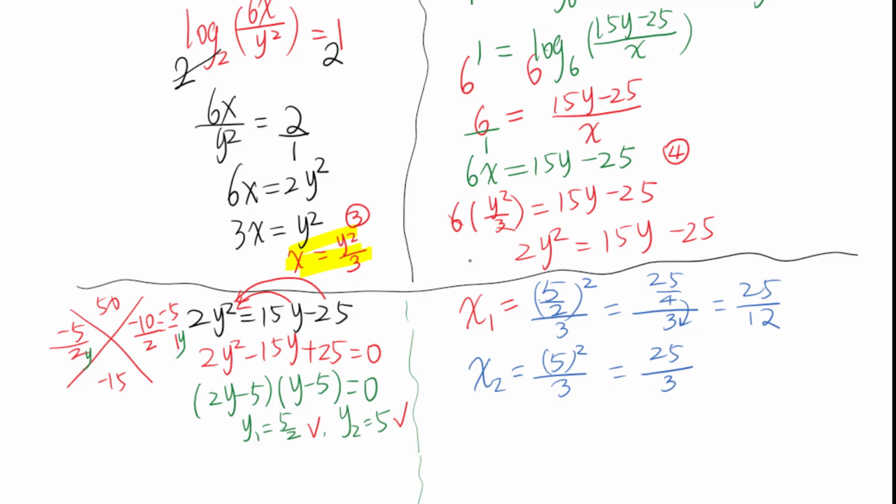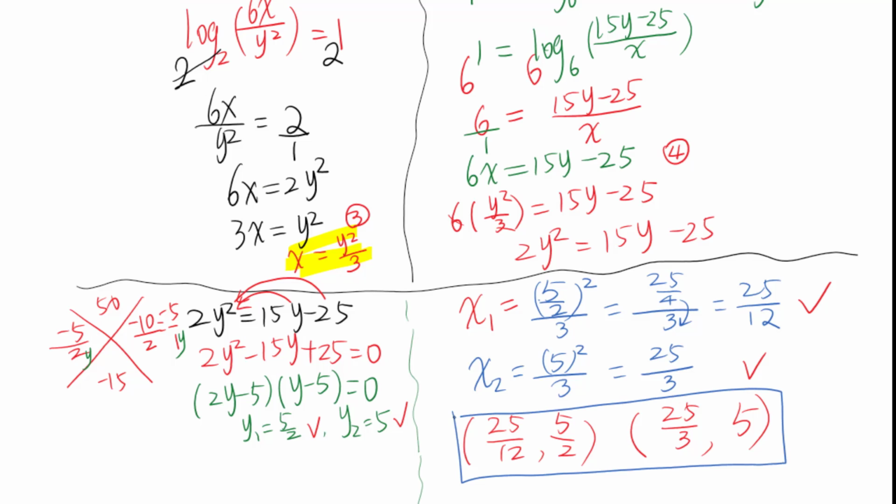Then check the domain for x. x is greater than 0. That's the domain for x. Both are solutions. Therefore, the final solution will be x1 is 25 over 12, y1 is 5 over 2, x2 is 25 over 3, y2 is 5. For a system of equations, normally we will write down the solution in coordinate form.